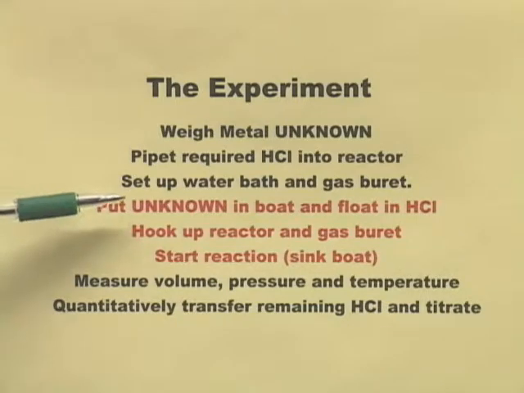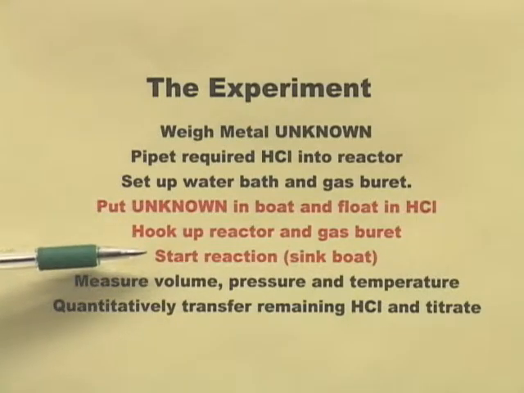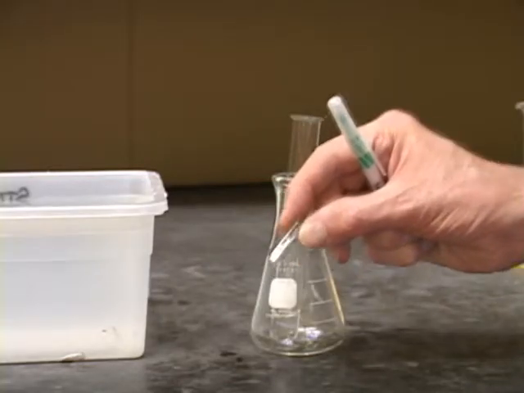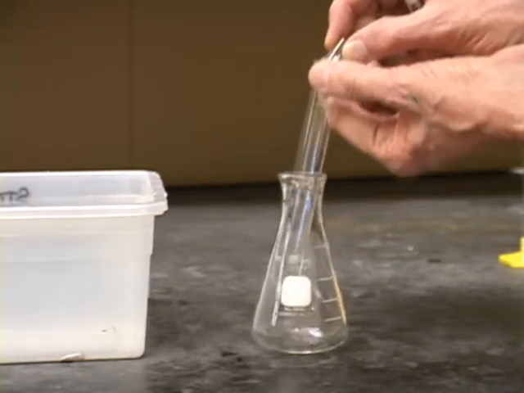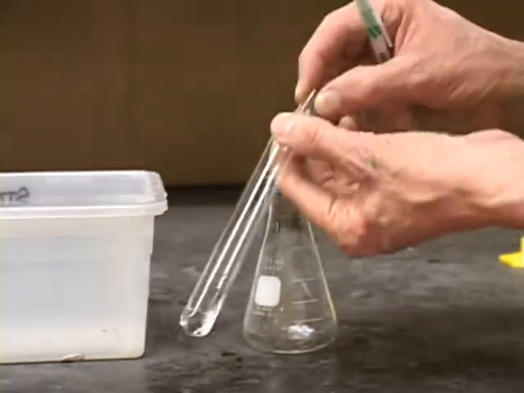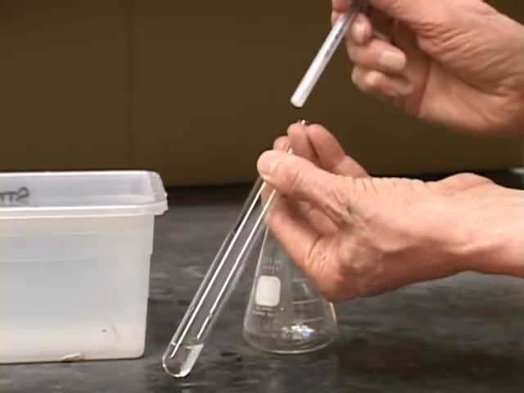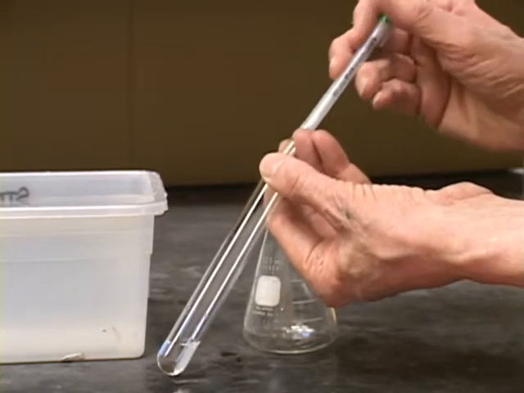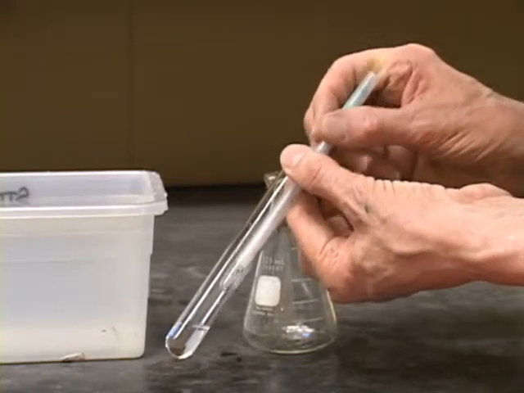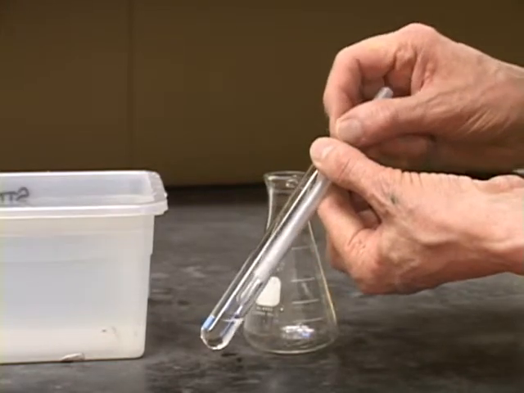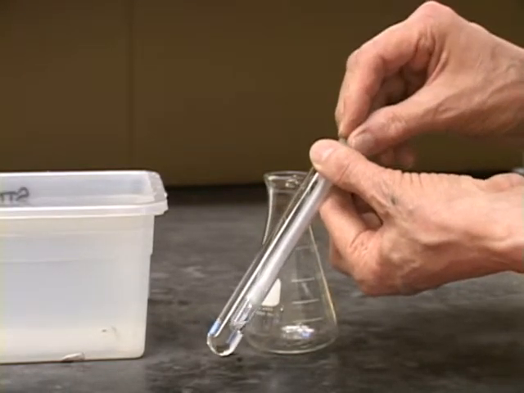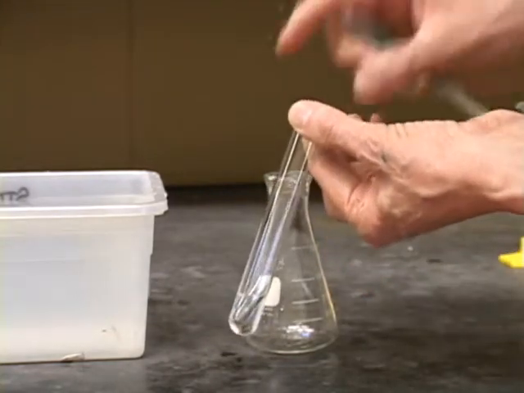And the fun really begins. We hook everything up and we start the reaction. We've put the metal in the boat, and the tube contains the pipetted HCl. So carefully slide the boat down the tube until it floats. And that's it.